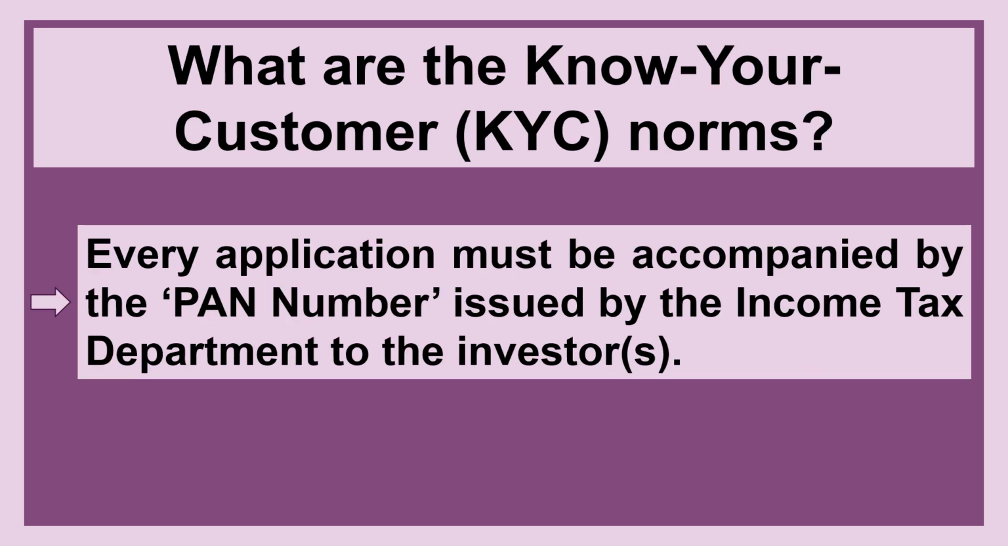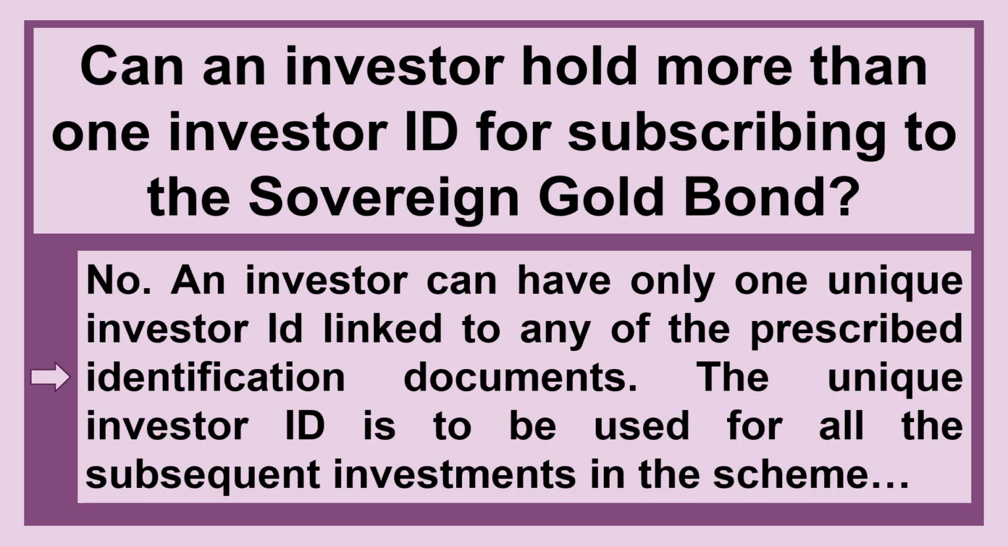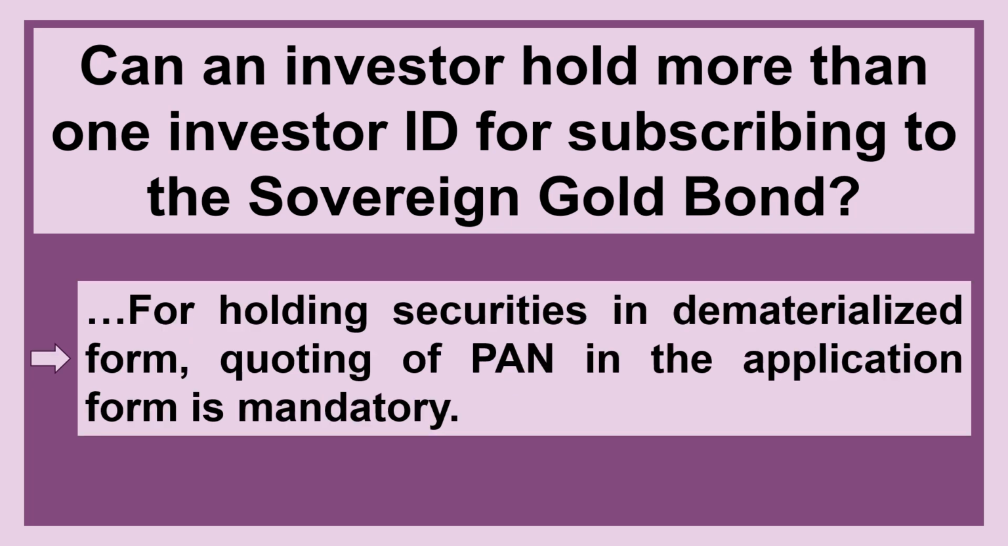What are the Know Your Customer (KYC) norms? Every application must be accompanied by the PAN number issued by the Income Tax Department to the investors. Can an investor hold more than one investor ID for subscribing to the sovereign gold bond? No. An investor can have only one unique investor ID linked to any of the prescribed identification documents. The unique investor ID is to be used for all the subsequent investments in the scheme. For holding securities in dematerialized form, putting the PAN in the application form is mandatory.